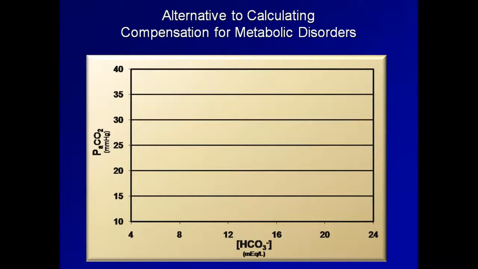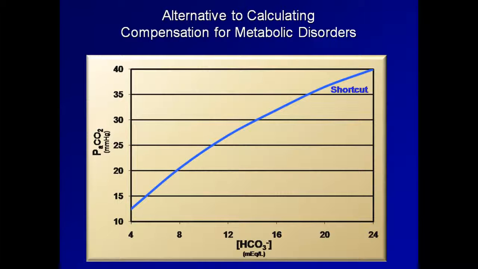Here is a graph where measured serum bicarb in a metabolic acidosis is on the x-axis, and the predicted PCO2 as a result of compensation is on the y-axis. The blue line here represents the PCO2s that are predicted by the shortcut. For example, in a metabolic acidosis with a bicarb of 16, we expect the PCO2 to be about 31.